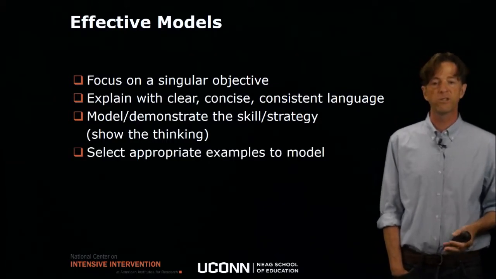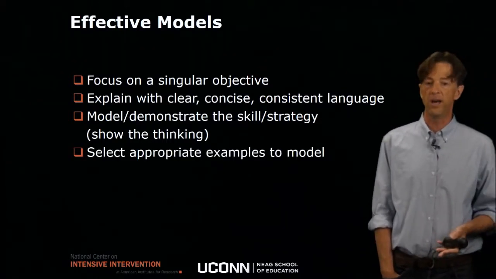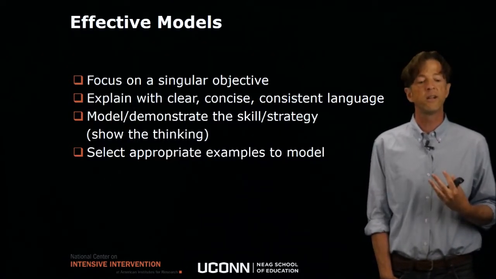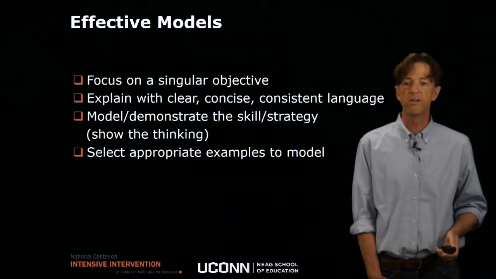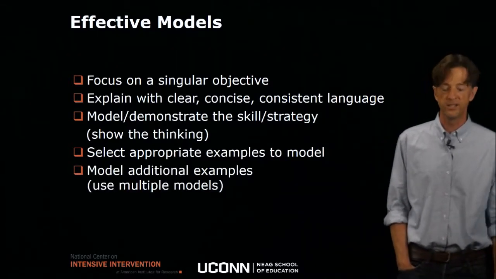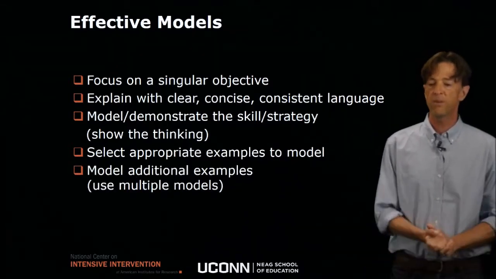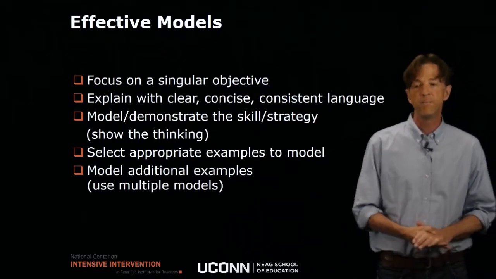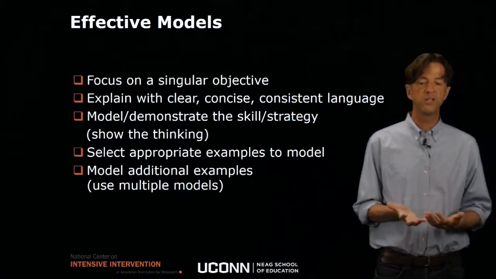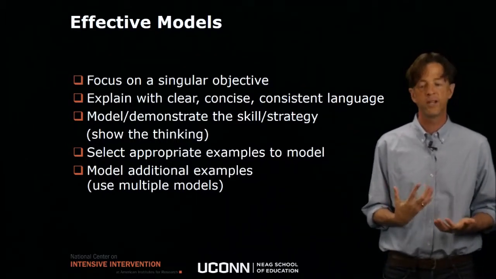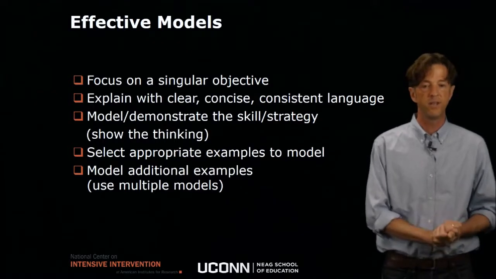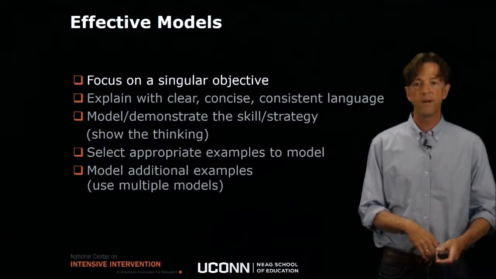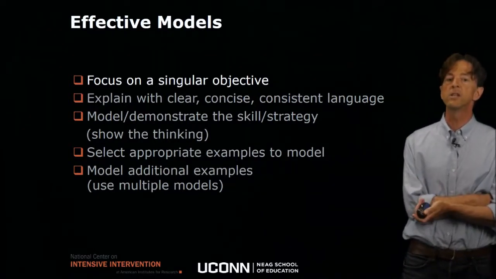We also want to make sure that we're selecting appropriate examples to model. Examples that are going to work really well as clear demonstrations of the strategy. And then we want to model additional examples using multiple models. So again, with comprehension, we can't just show something one time because comprehending different passages and texts is very different. So we want to show what this looks like across a number of different kinds of passages and a number of different examples. So we're going to start off by talking about, in comprehension instruction, focusing on a singular objective.